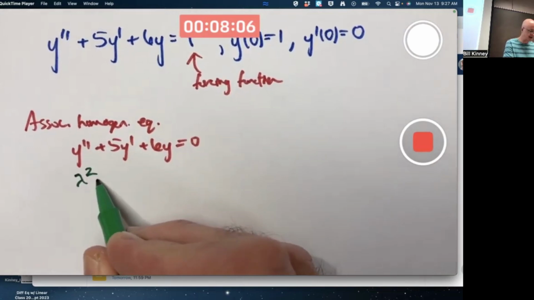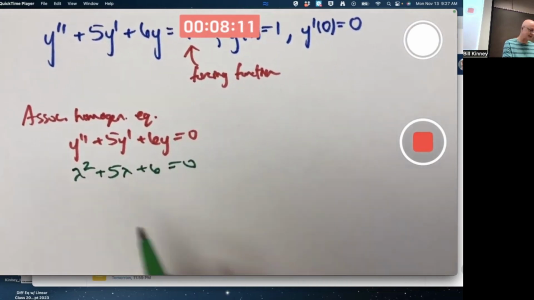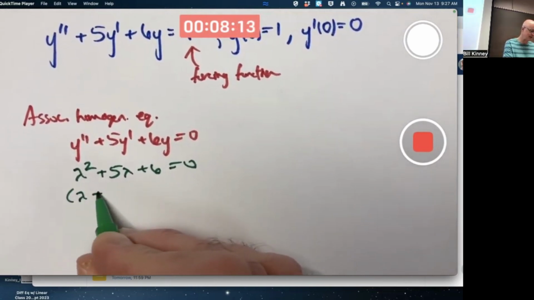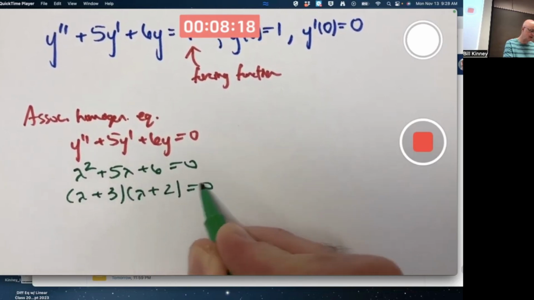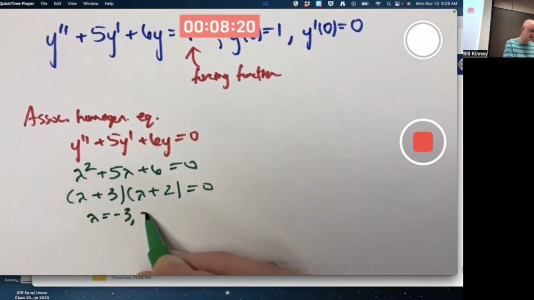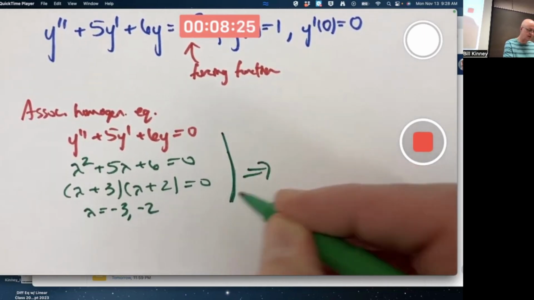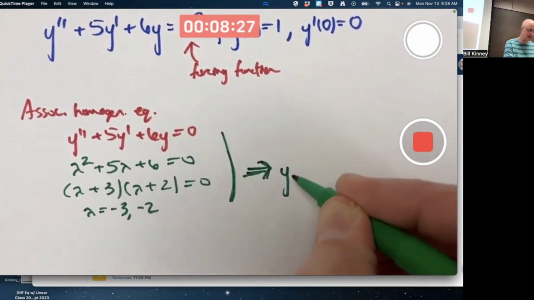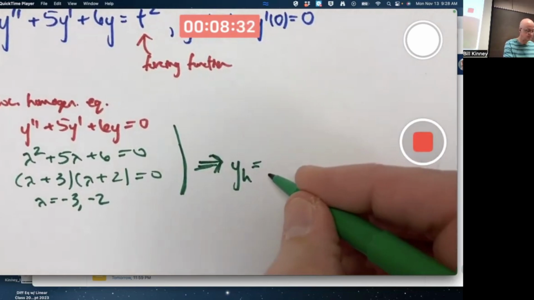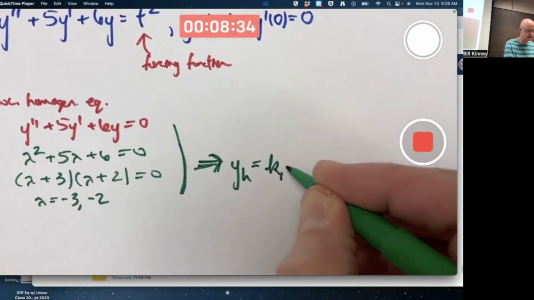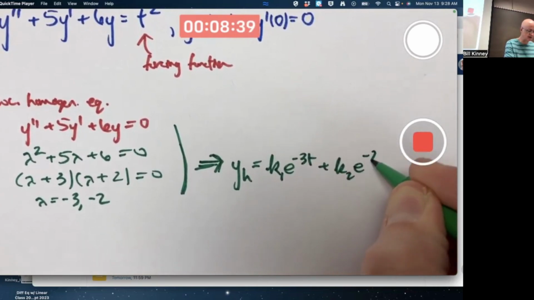We can just look at this and write down what the eigenvalues are. I'm using lambda. Sometimes we use s. This is easily factorable as lambda plus 3 times lambda plus 2. And the eigenvalues are -3 and -2. So your general solution then, which you could call y sub h to emphasize it's a general solution of the homogeneous equation, is an arbitrary constant times e to the -3t plus another arbitrary constant times e to the -2t.